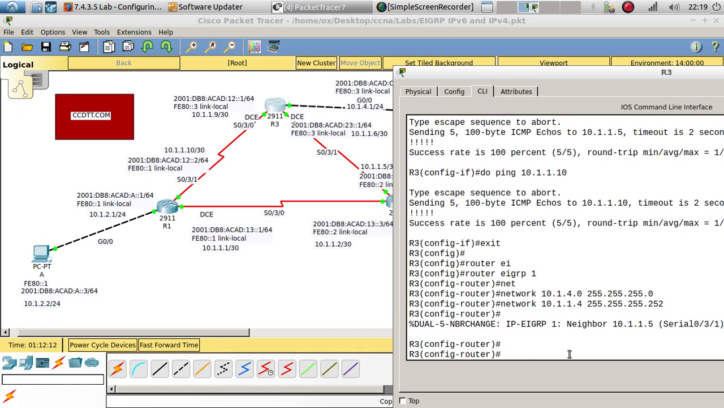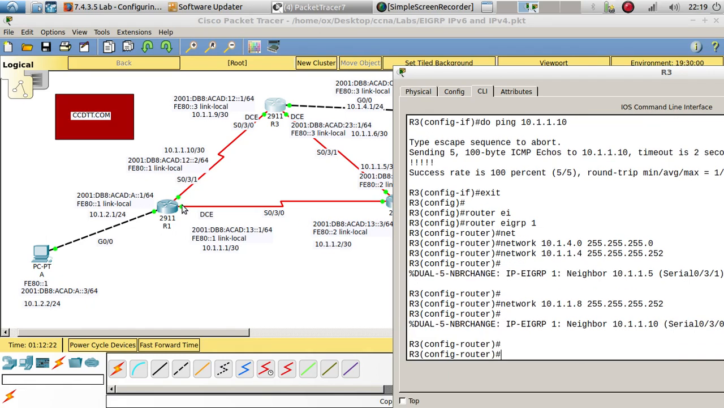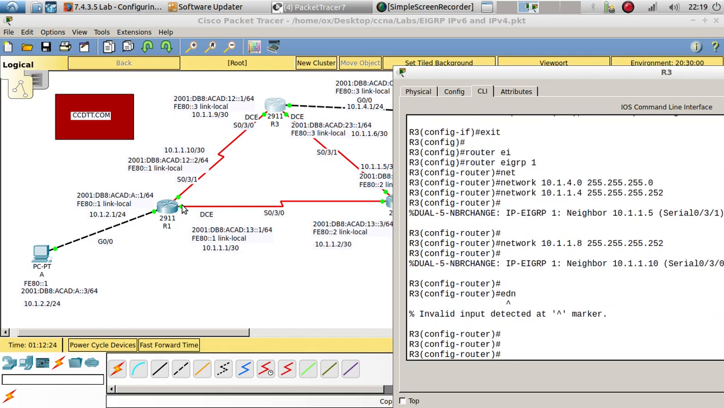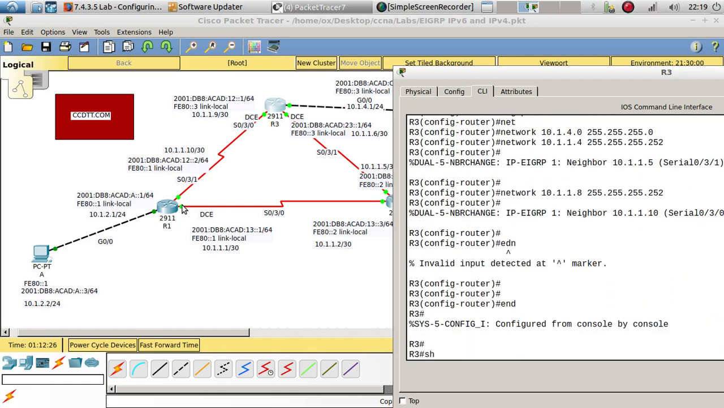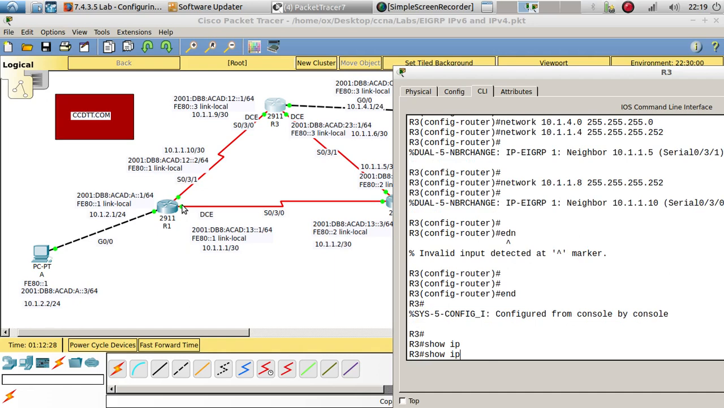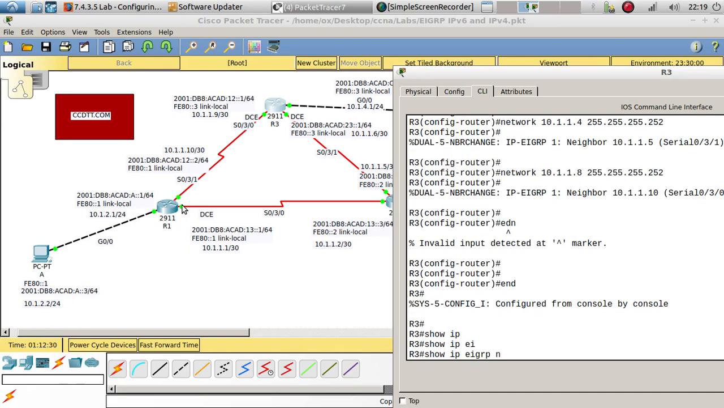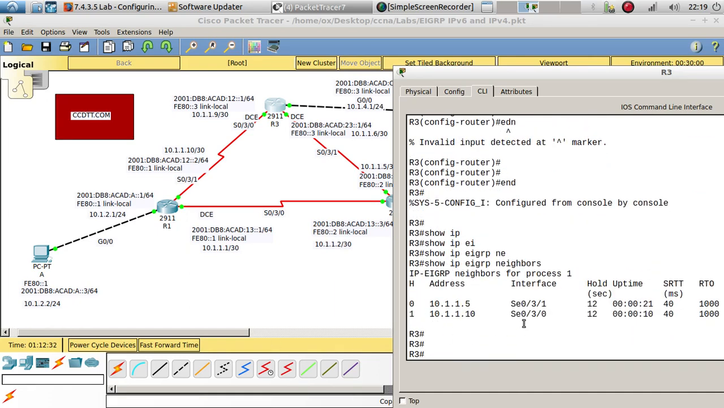And we have a neighbor relationship now with router 2. And let's do the other one, and then that's going to add the relationship with router 1. There it is. So now if we end it, and we end it, show IP EIGRP neighbors, we see that we have two neighbors, router 2 and router 1.